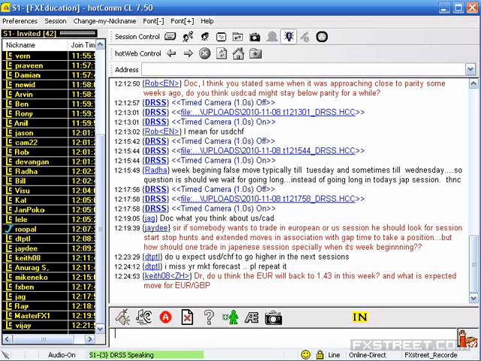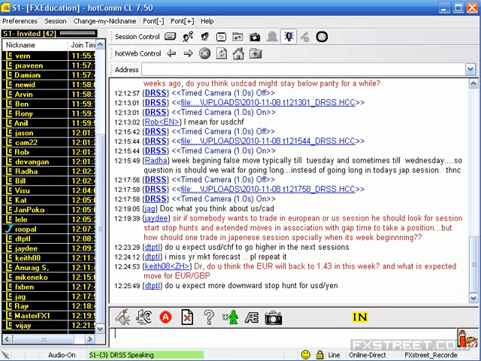I'll repeat the market forecast. Do you think that Euro will be back to 1.43 this week, and what is expected? As far as Euro is concerned, it is currently trading around 1.3966, and last week's high is closer to 1.43. It is expected to breach that level this week, and they could go higher. In the case of JPY also, they could go higher than the 1.63 area this week.